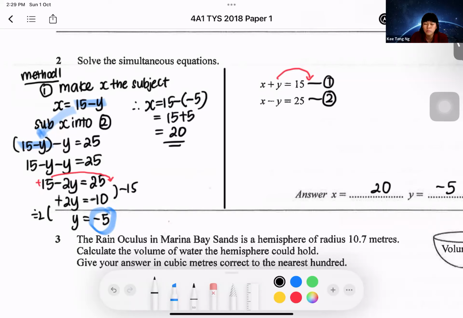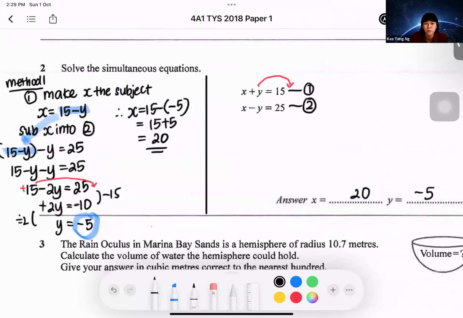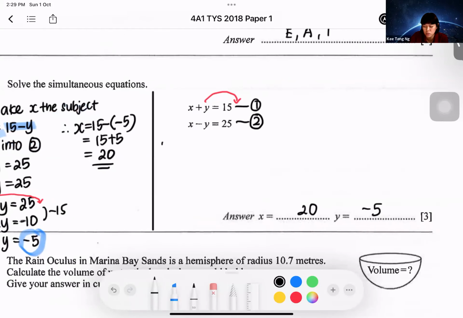I can also do method 2. Method 2 by elimination. So for method 2, I need to make some of the units the same and make something disappear, right? What do you notice about this? Every now and then it's all 1 unit of x, 1 unit of x. Although the sign is slightly different, it's still 1 unit of y, 1 unit of y, right? So in this case, I noticed that there's a positive y and there's a negative y.